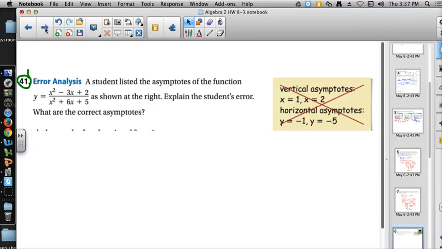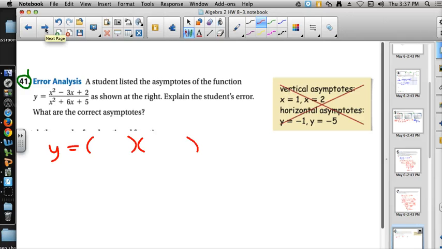Next problem up, error analysis. A student listed the asymptotes of the function as shown at the right. Now I'm not even going to look at their answer because remember it's wrong, and sometimes by looking at a wrong answer we convince ourselves that it's right. So what I need to do is I need to factor, and I don't see a common monomial factor. Also don't see perfect squares, so I just need to find 2 numbers that multiply to positive 2 and add to negative 3, and that's negative 2 and negative 1.